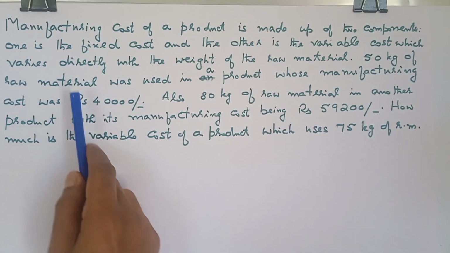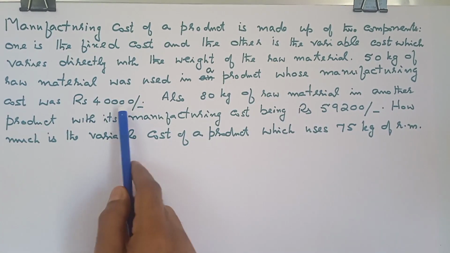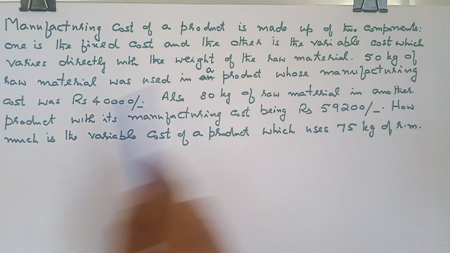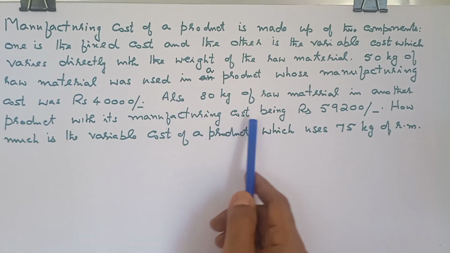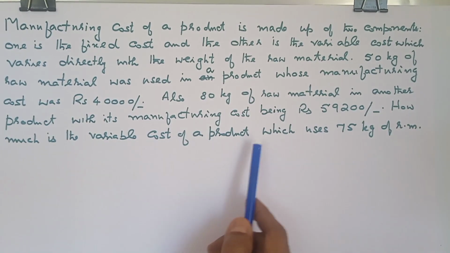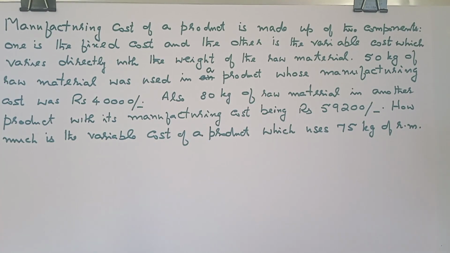50 kilograms of raw material was used in a product whose manufacturing cost was 40,000. Also 80 kilograms of raw material was used in another product with its manufacturing cost being 59,200. How much is the variable cost of a product which uses 75 kilograms of raw material?